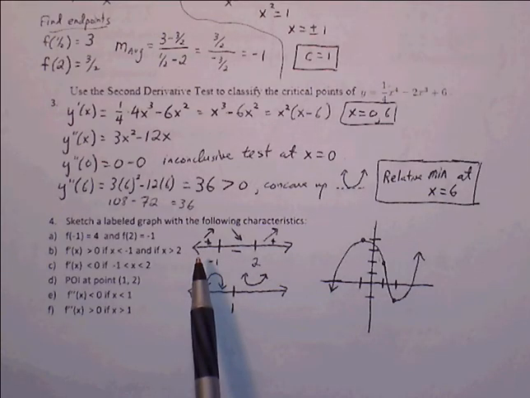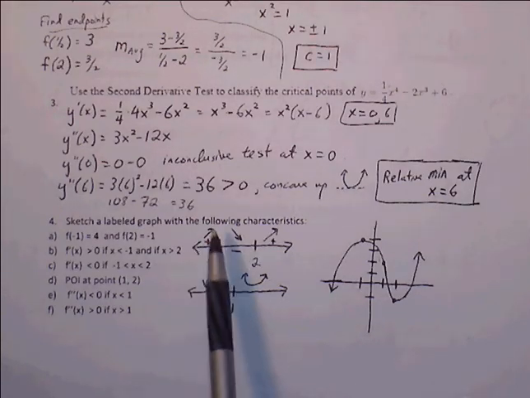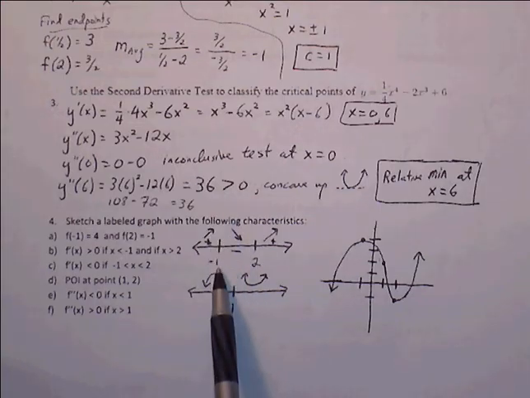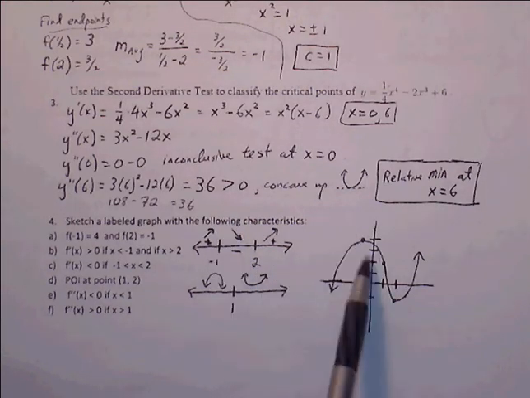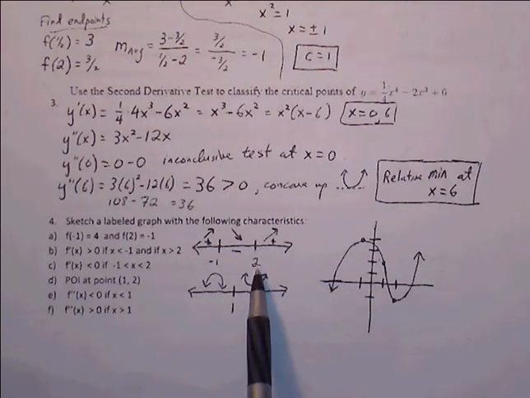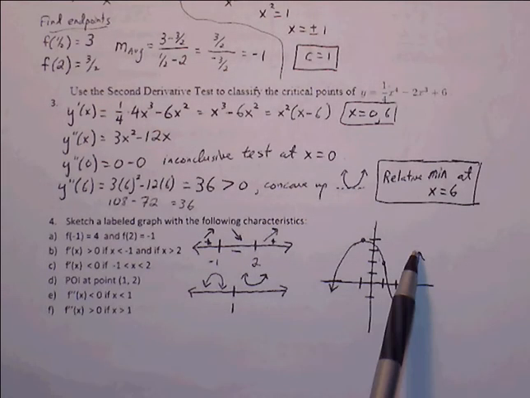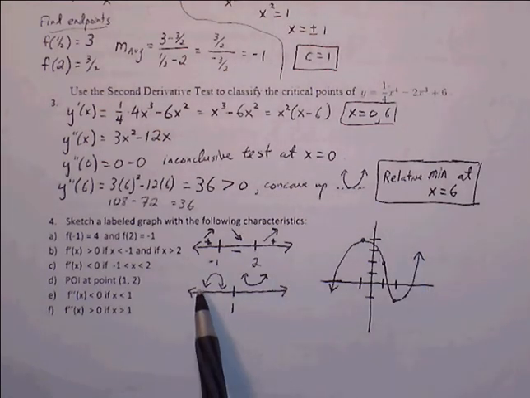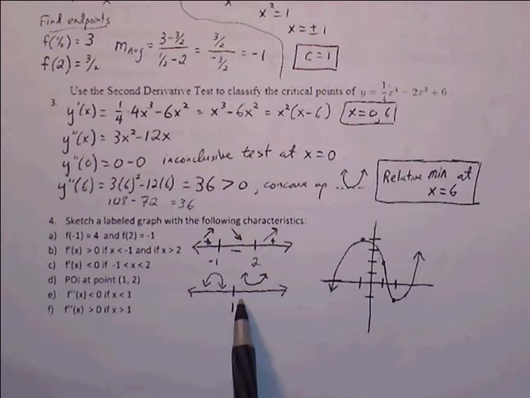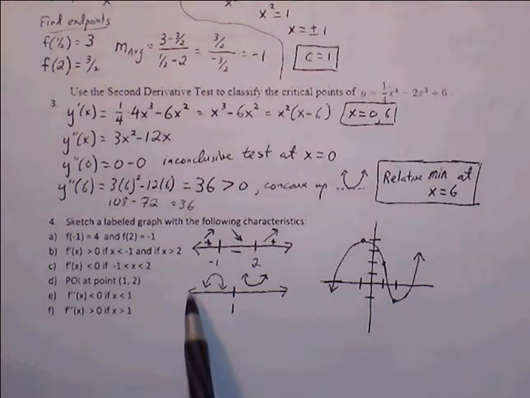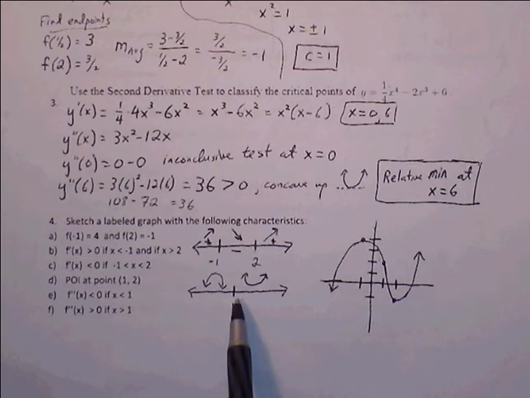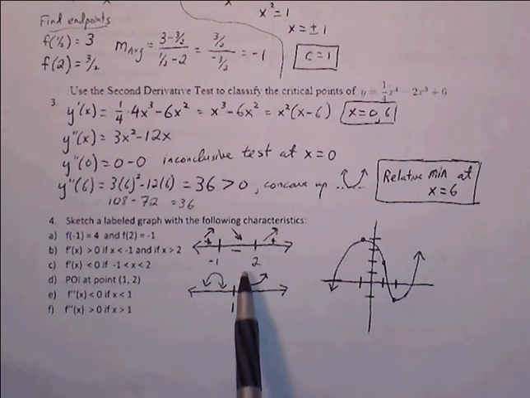So we want a graph that is increasing to the left of negative 1, hits a maximum at negative 1, and decreases to a relative min at 2, and then increases again, while keeping these shapes intact. To the left of 1, we want the graph to resemble concave down, and then point of inflection at 1, and then to the right of 1, we want the graph to resemble concave up.